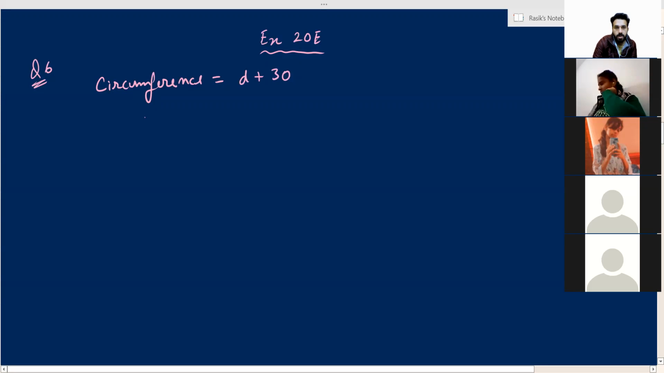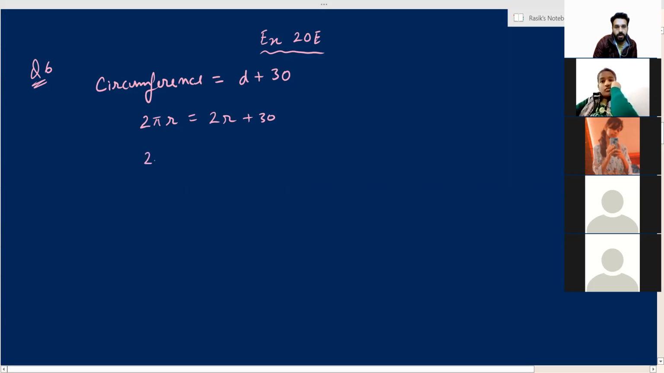How? You will write circumference as 2 pi r. Write the formula of circumference, 2 pi r. In place of diameter, you will write 2r. Diameter is 2r, double of r. So 2 pi r equals 2r plus 30. Okay. Now we have got this equation. It is a linear equation. You can see the power of r is 1. It is a linear equation in one variable. There is only one variable in the equation, which is r.